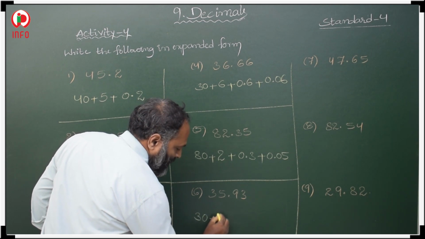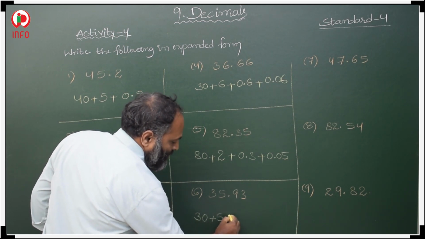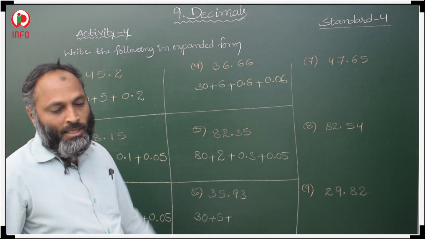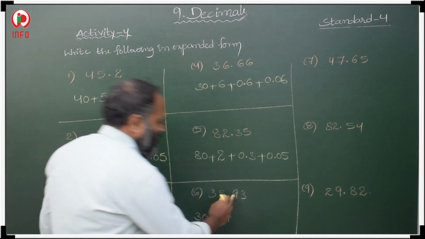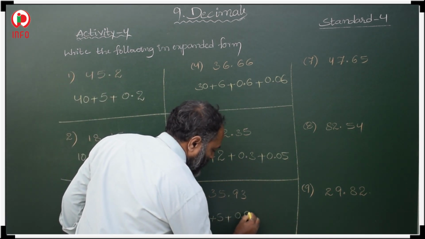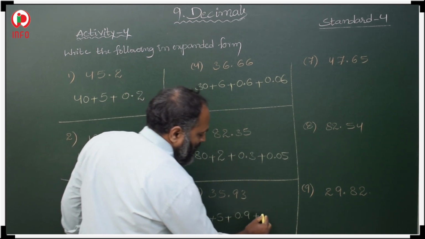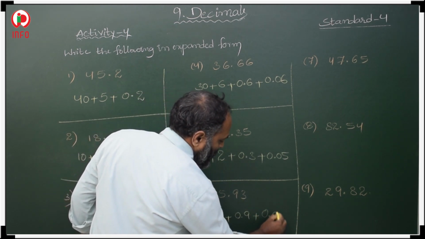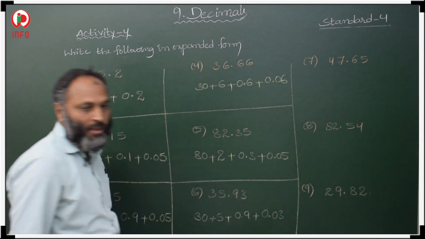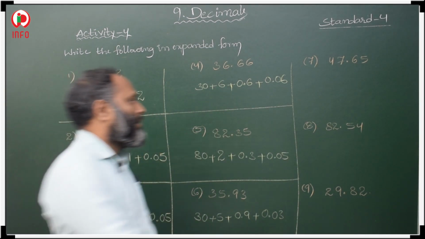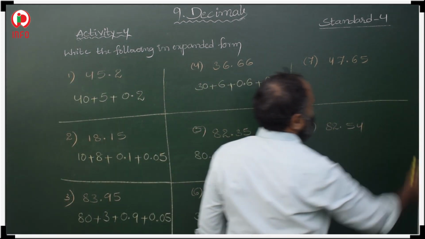Now 3 is in tens place, 30. 5 is in ones place, 5. Then decimal places. 9 is in tenths place, that is 0.9. And 3 is in hundredths place, that is 0.03. In the second digit we have to write in decimal, hundredths place.